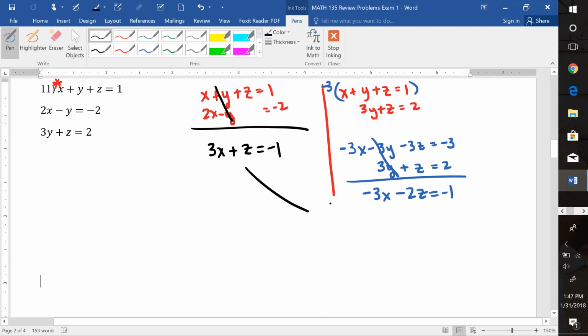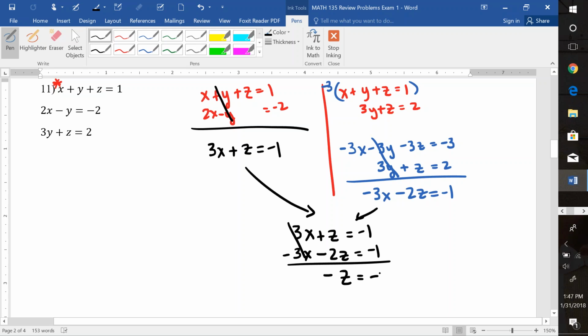So now we take these two equations and we stack them as a two-variable equation. So that's 3x plus z equals negative 1 over negative 3x minus 2z equals negative 1. And the x's are already ready to cancel, so we got lucky. So this is 1 minus 2, so that's negative z. Negative 1 plus negative 2 is negative 2. And then if we divide by the negative, we get z equals 2. Okay, so in our ordered triplet, that's going to be our final answer.